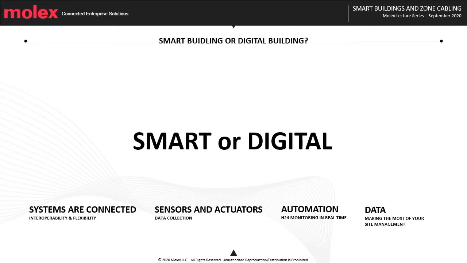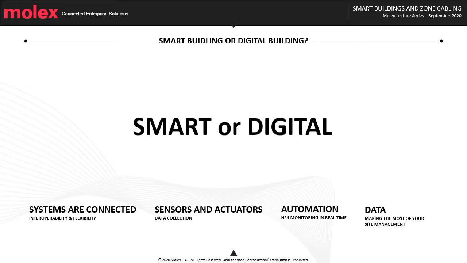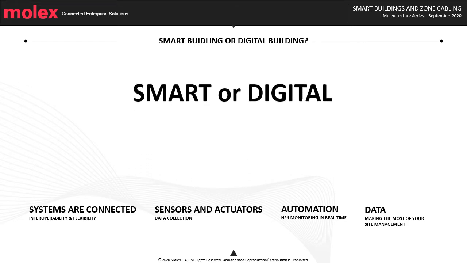Right, so let's start by defining what is a smart building or a digital building, or is there even any difference between the two? Well, at its most basic, a smart building is one that is using technology to share information between systems about what goes on in the building with the objective to optimize the building's performance. This information is then used to automate various processes, from heating and ventilation to air conditioning and lighting, etc.